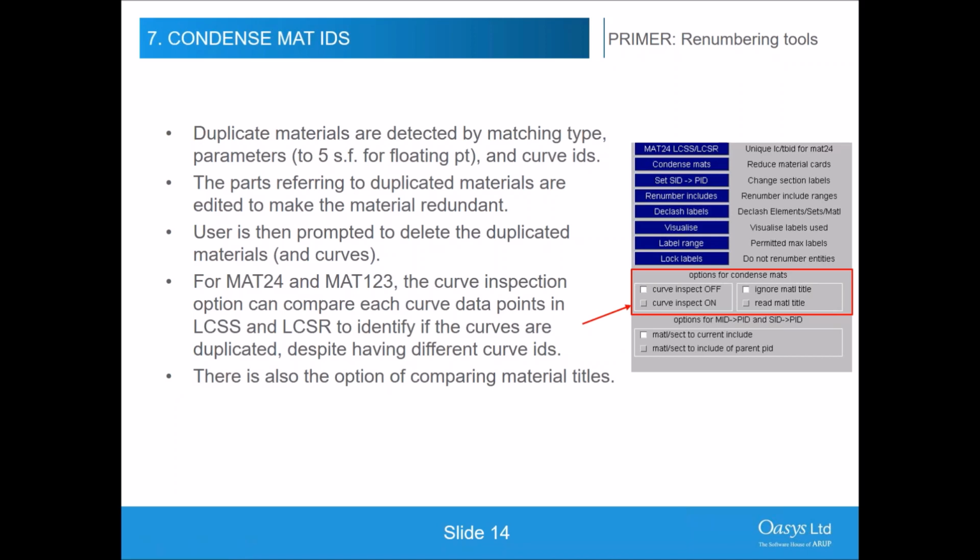And for the parts that are referred to duplicated material, the lowest material ID is then chosen and referenced by all these different parts, so that the other duplicated material will be made redundant, and a panel will come up to ask the user to delete either the materials or the curve. And you can also choose whether to consider having the same material title as duplicate or not.